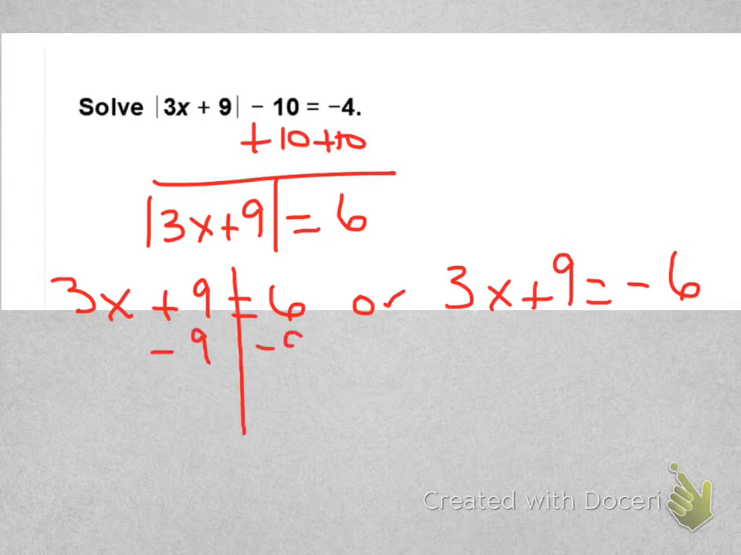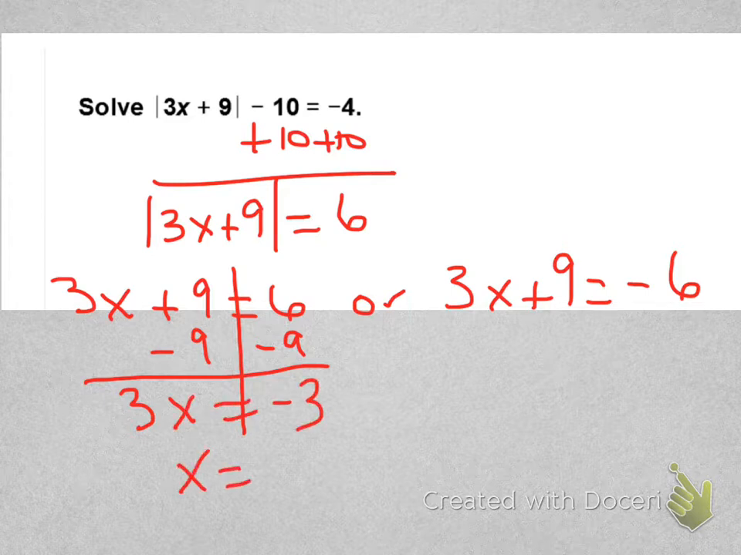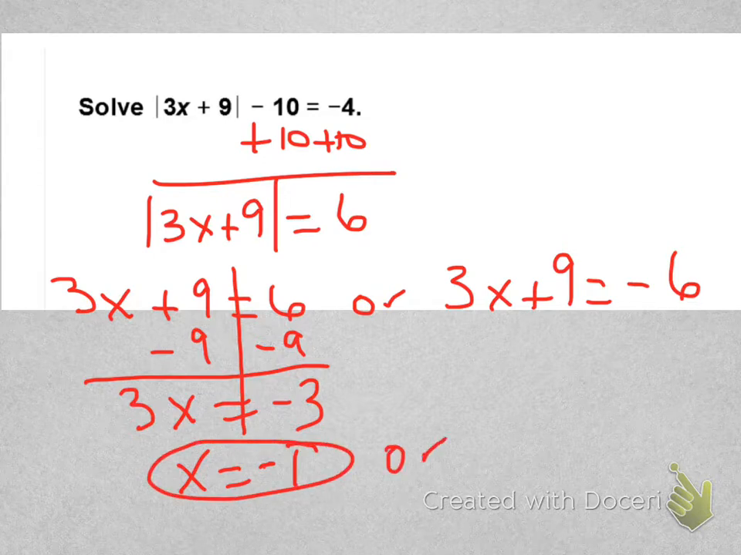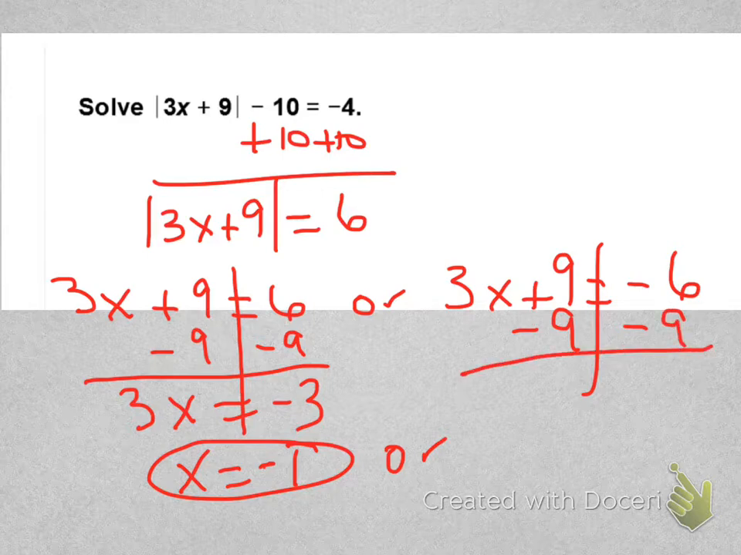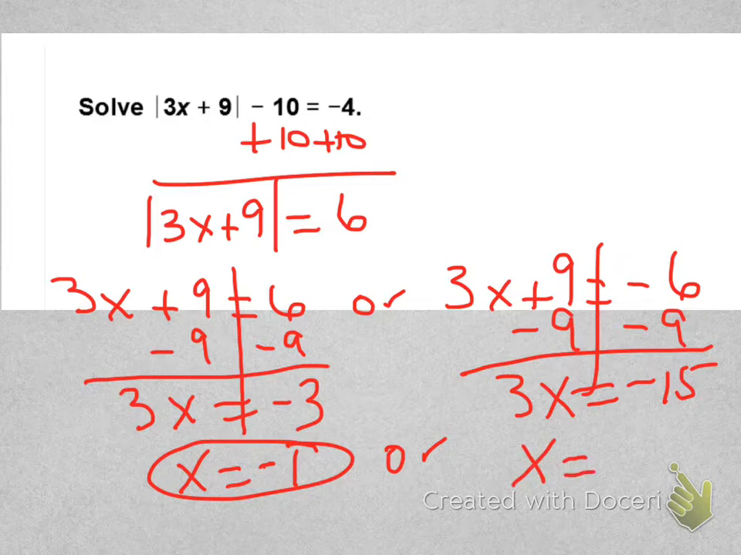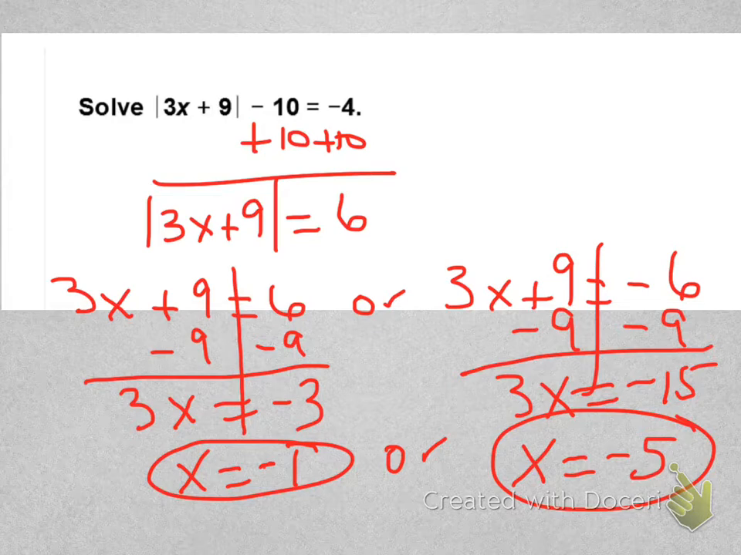Minus 9, 3x equals negative 3, so x equals negative 1. That's one of our answers. Or, so we're going to do minus 9, 3x equals negative 15, divide by 3, so x equals negative 5. So either one of those two answers would work.